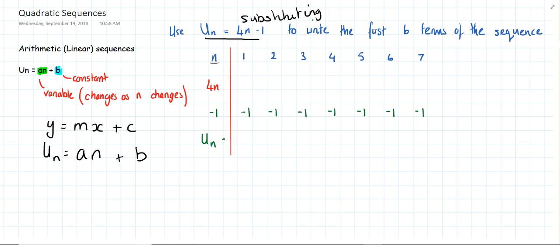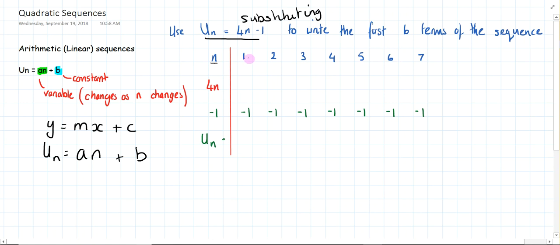If I was using mx plus c, x can be any number. It can be 0, minus 3, 2.385, anything you like. But in a sequence, we're only interested in when n is 1 for the first number, 2 for the second number, 3 for the third number, and so on. Make sense? Okay. So I start there, and then I'm going to do the 4n bit.